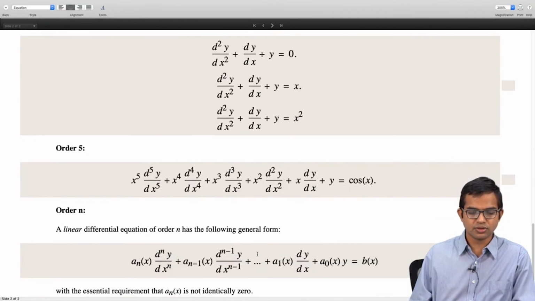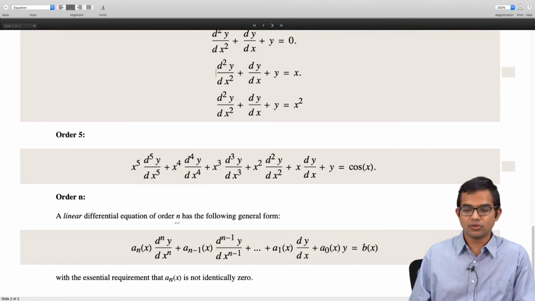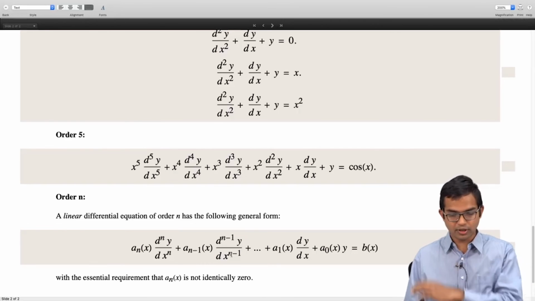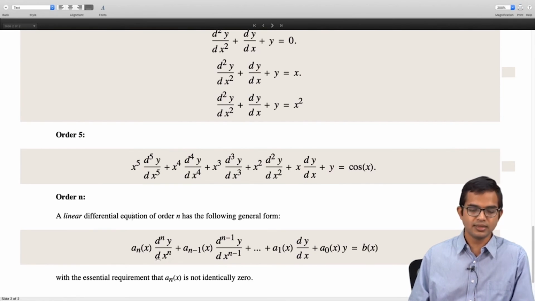And so in general, you can say that a linear differential equation of order n has the following general form. So now I'm saying I'm putting a linear differential equation. I have a_n of x d^n y by dx^n plus a_(n-1) of x d^(n-1) y divided by dx^(n-1), and so on, all the way up to a naught of x y is equal to b of x. So the essential requirement for this to be order n is that a_n of x should not be identically 0.